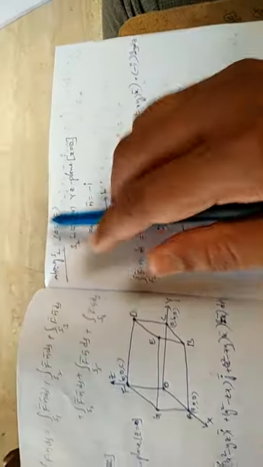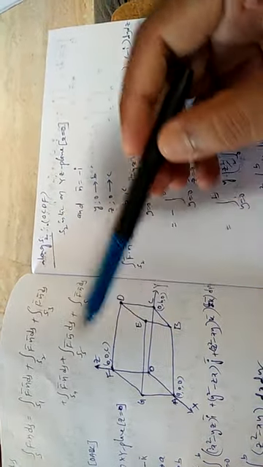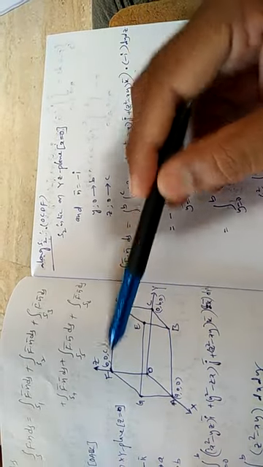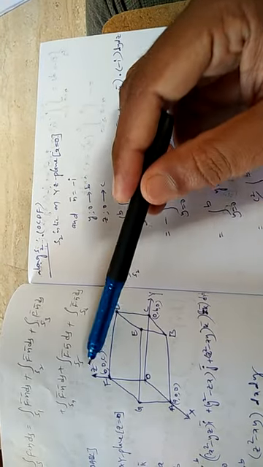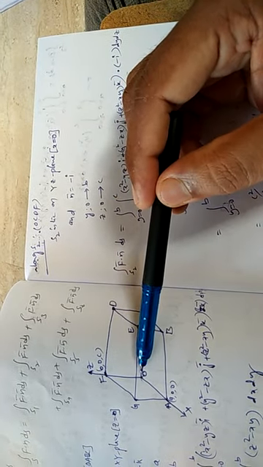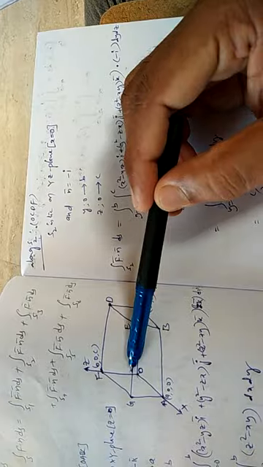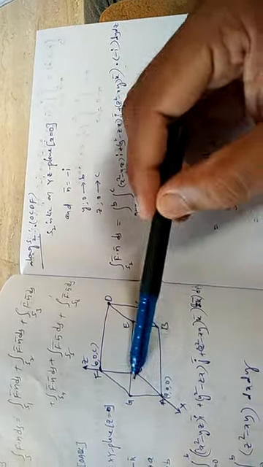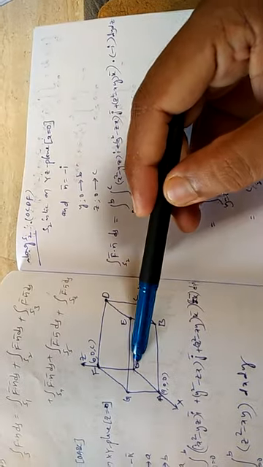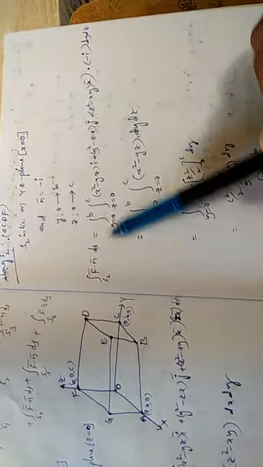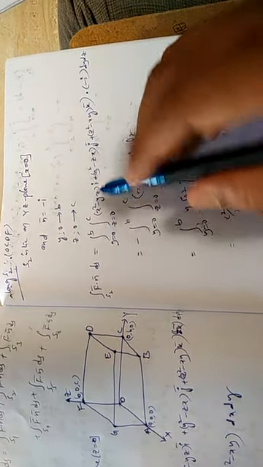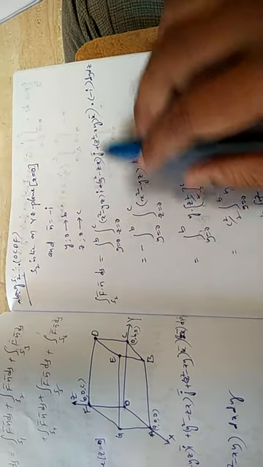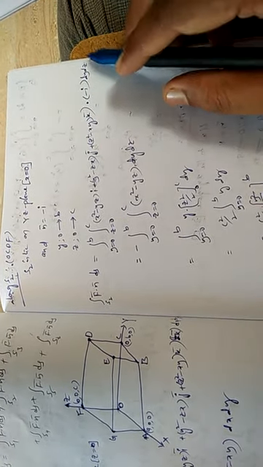Similarly over S2 I consider OCDF, which lies on the YZ plane. Now where x equals 0, the unit outward normal is minus i, right? The opposite direction of x is the inward normal, so the outward normal is minus i. Now y varies from 0 to b. Now z varies from 0 to c. Now apply the limits and do the dot product of F dot n.